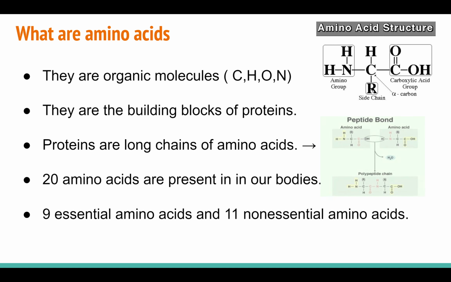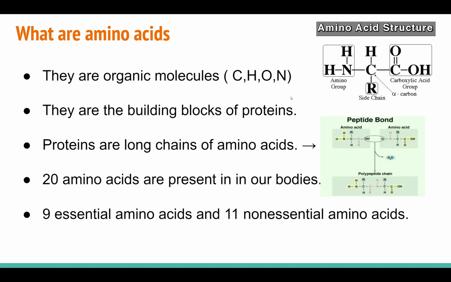And it should be noted that the carboxylic acid group, the hydrogen atom, and the amino group are the same for each amino acid. So the only group that differs from one amino acid to the next is the side chain. So the side chain for glycine, for example, is going to be different from the side chain for lysine and so on and so forth. So it is actually the side chain that brings about the variations in amino acids.